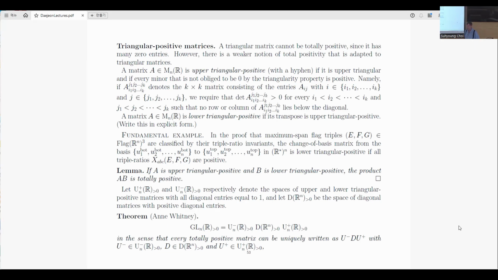What? Oh, minus sign. Positive. Yeah, so minus means lower. You know what? Yes, but U is unipotent. It's not upper. I actually thought of that.